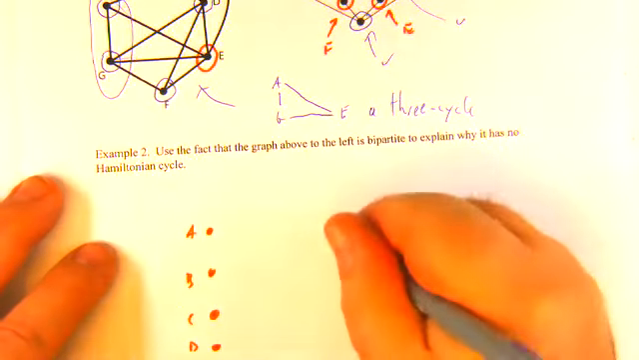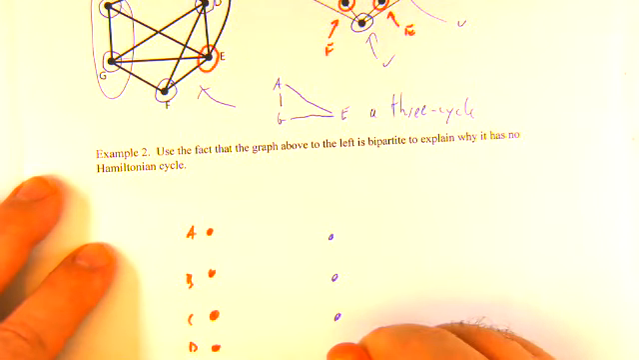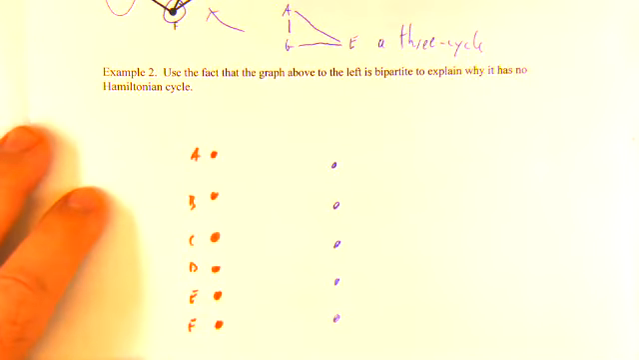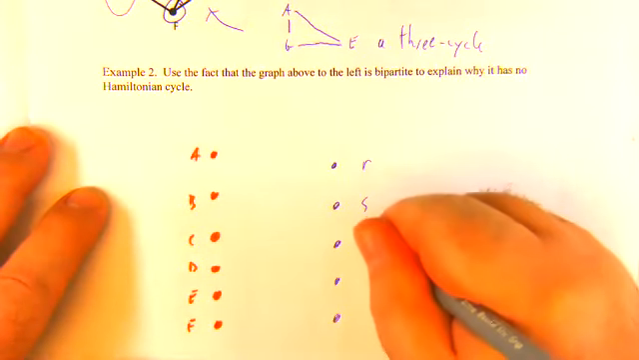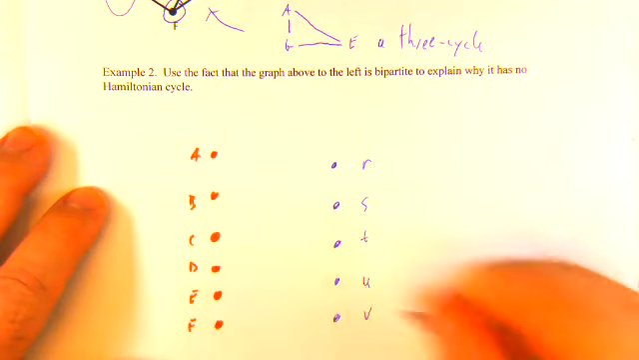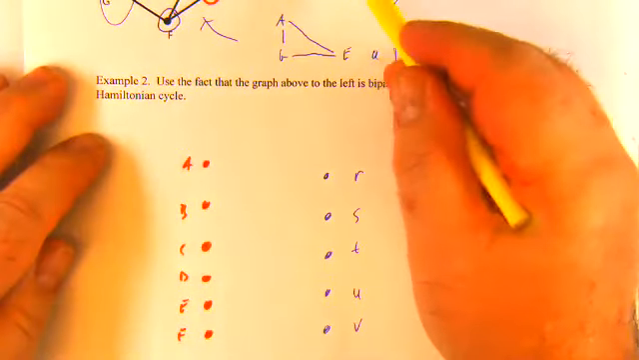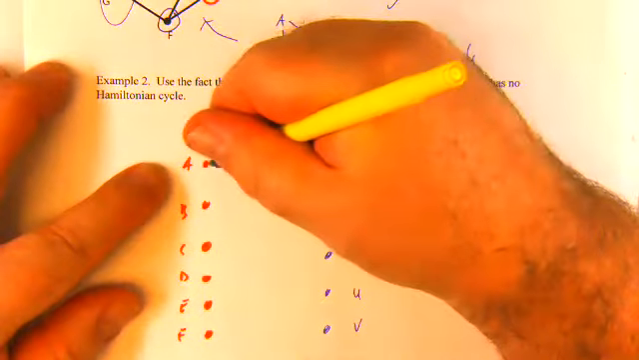So we have 1, 2, 3, 4, 5 vertices that are blue: R, S, T, U, and V. And now we just connect everything up with various edges. So A is connected to R, S, and V.